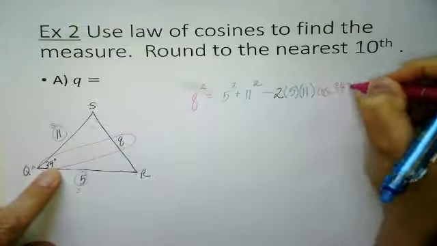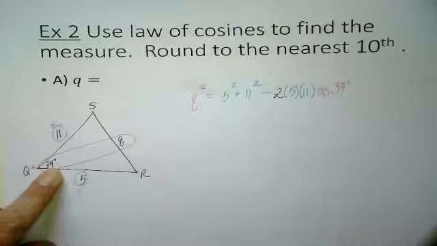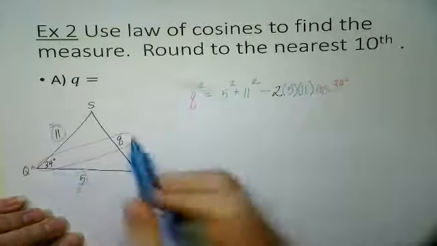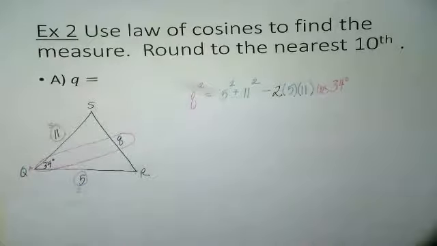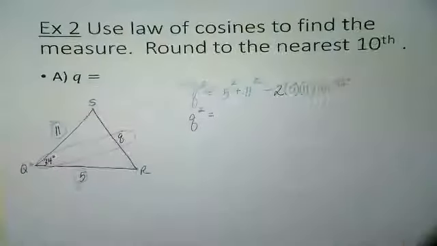And that included angle, included in between the two sides, is that 34-degree angle. And that's the setup for it. That's how it works every single time. So I like to circle those things, and I find that really helpful. And from there, it's just solving, working it out, really.